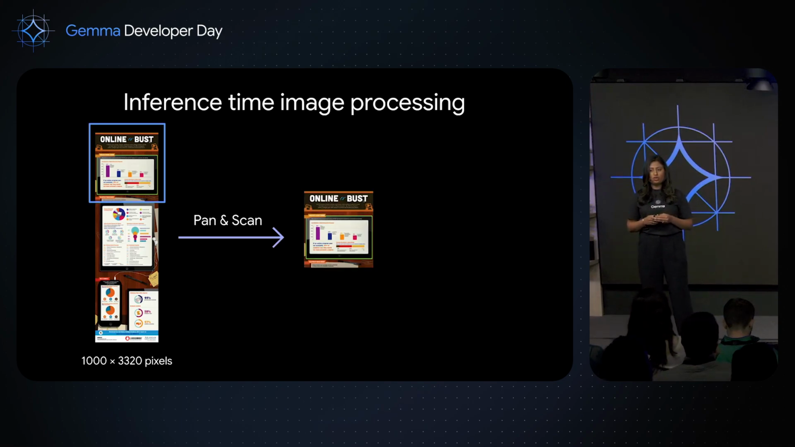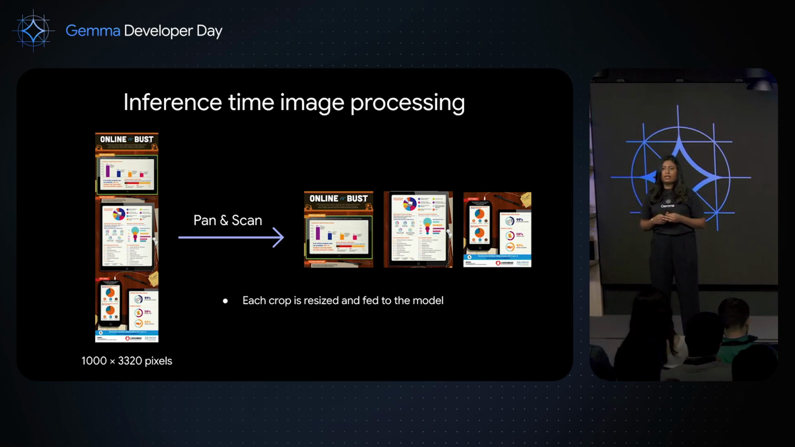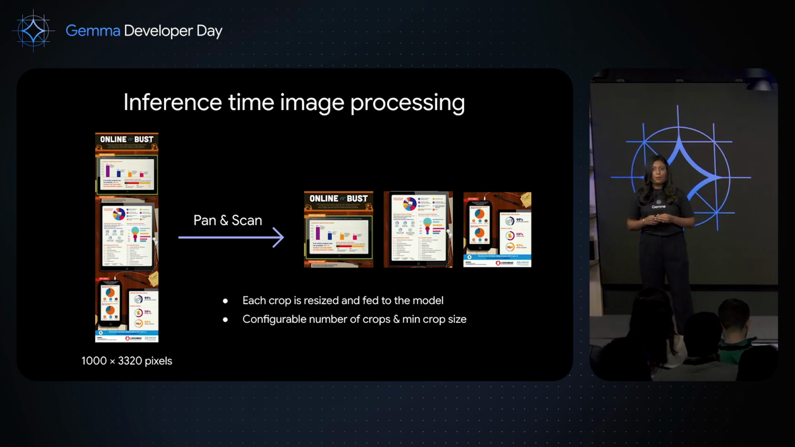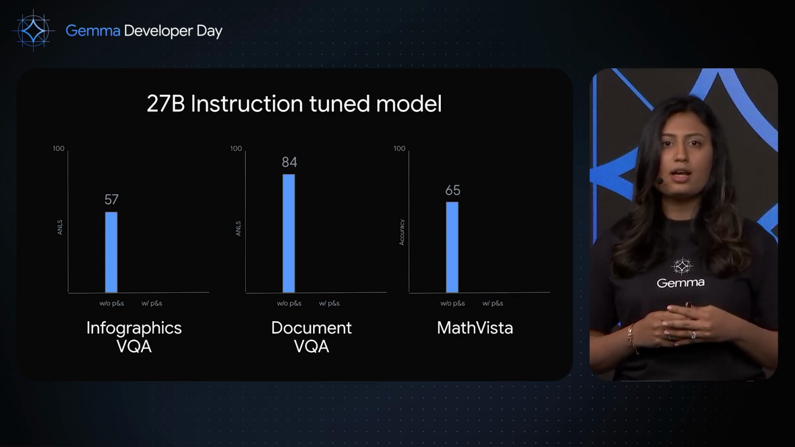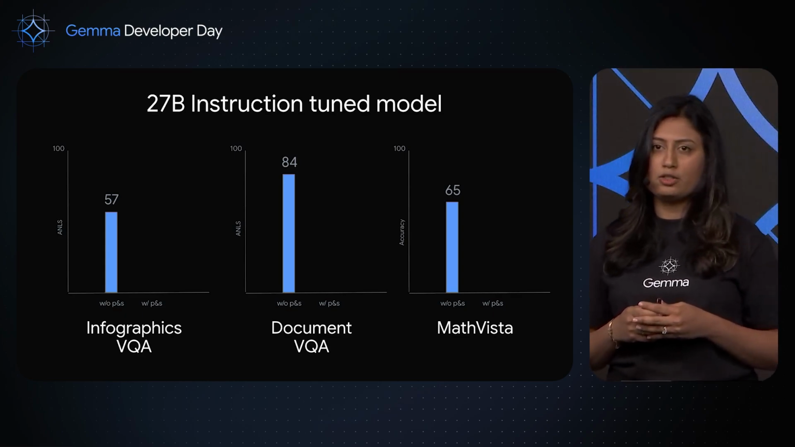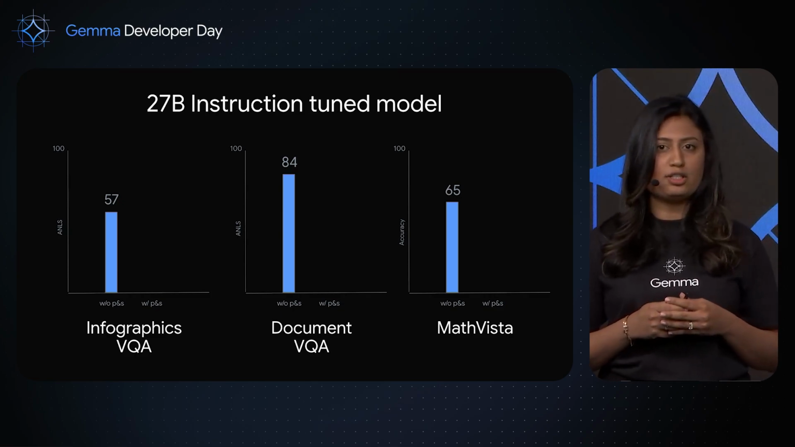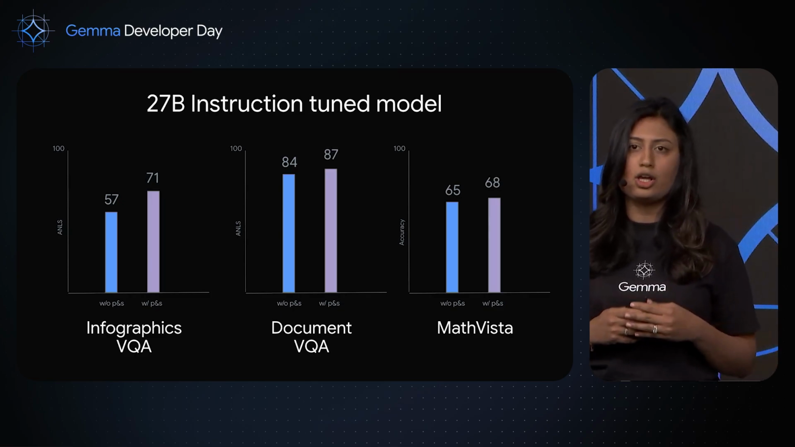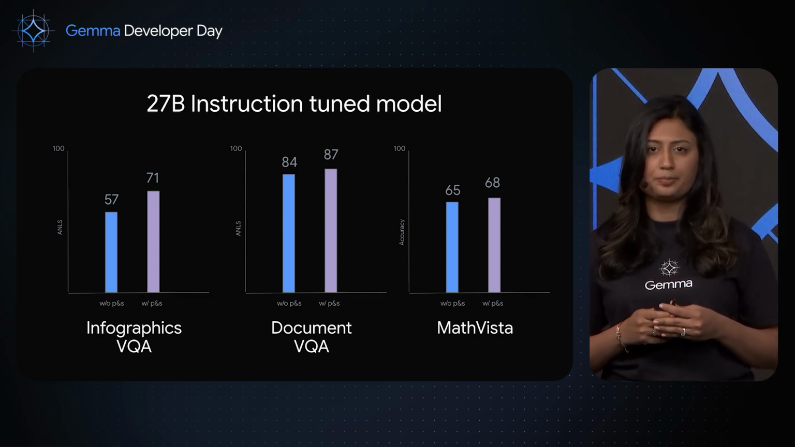We pan over the image and extract crops. Each crop is then resized to standard input resolution and fed to the model. Minimum crop size and number of crops are configurable and decide how much the model can zoom into the image. With this approach, we are able to train at a single resolution and evaluate at any resolution. While Gemma 3 already has impressive performance on many image understanding benchmarks, Pan and Scan allows us to effectively handle images with varying aspect ratios, providing boosts on document-related tasks or tasks that involve reading text and reasoning on images.